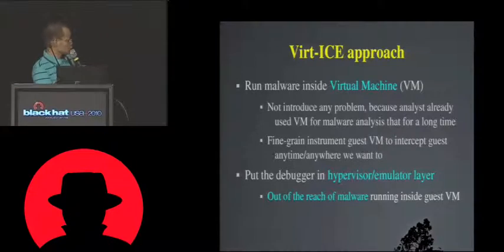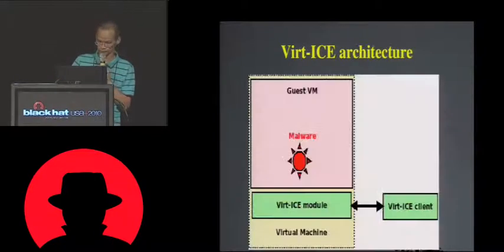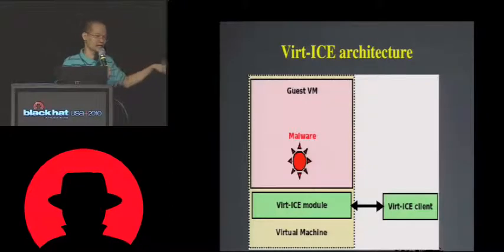And after that, we put the debugger specifically inside the hypervisor or emulator layer of the virtual machine. And the debugger staying here is out of the reach of the malware running inside the guest. The guest cannot attack the debugger running at the lower layer. So here's the architecture. You can see that we run the malware inside the guest VM, and we run the core component of Virt-ICE in the hypervisor layer.